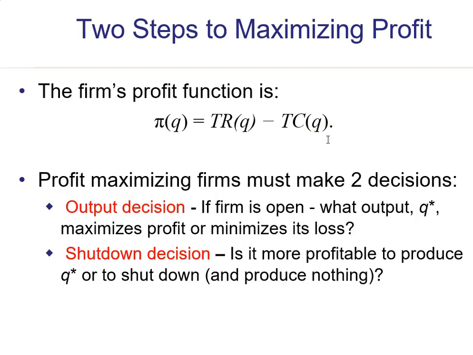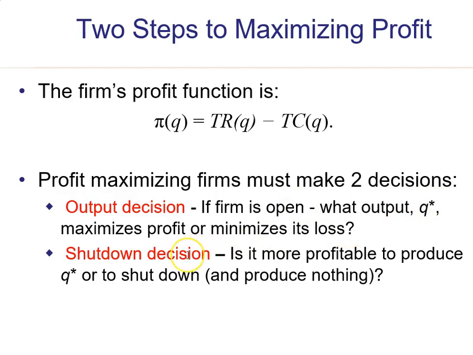So profit maximizing firms have to make two decisions. First is an output decision. How much output do we want to produce, assuming the firm is open? Which output will maximize our profit? Or which output, likewise, minimizes our losses, if we're making losses?